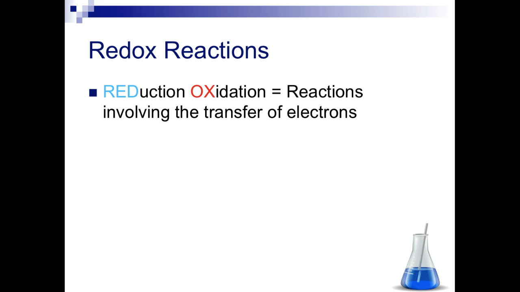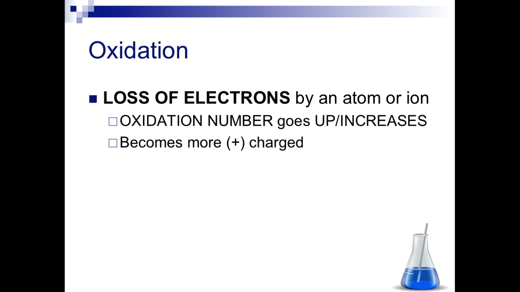So elements lose electrons, other elements gain electrons, and they're all within the same reaction. That's what an oxidation and reduction reaction is. Oxidation is when you have a loss of electrons, and the loss of electrons is by an atom or an ion. So what happens is your oxidation number goes up. Your charge increases, because you get more positive charge.